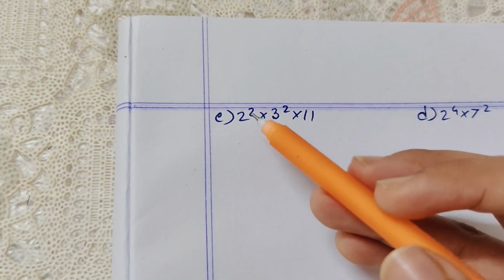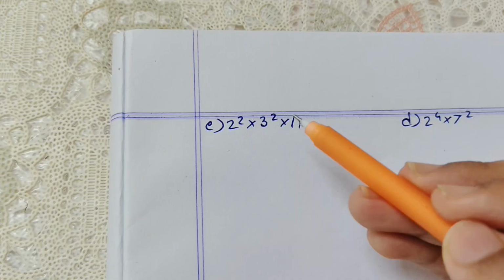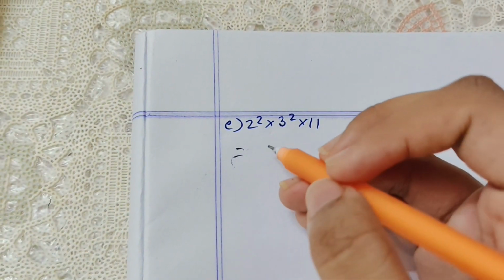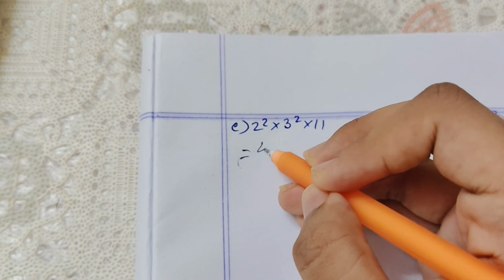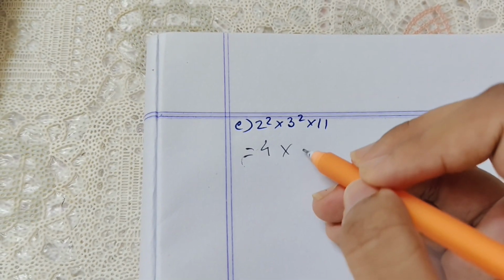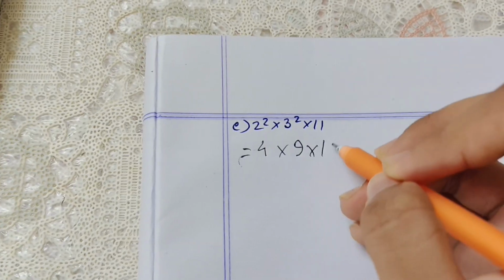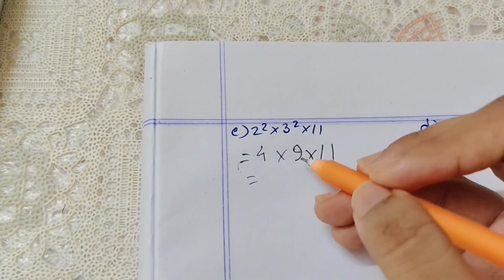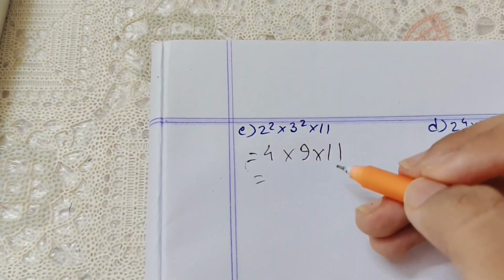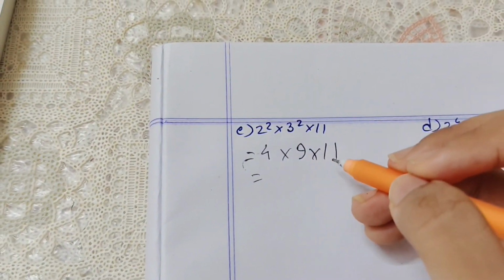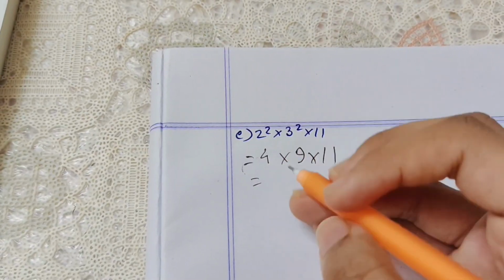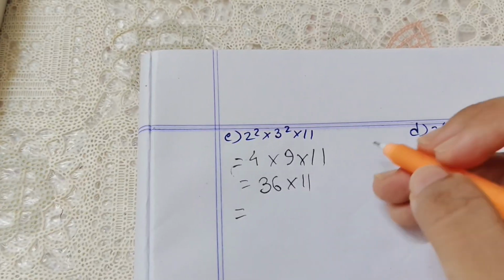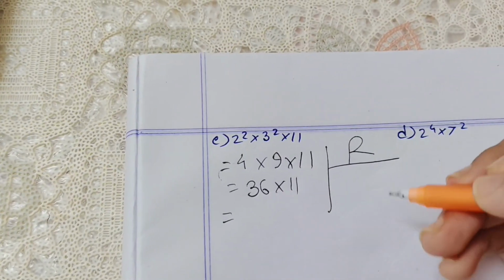Now to number E. 2 square multiplied by 3 square multiplied by 11. 2 square is equal to 4, and 3 square is equal to 9. If we multiply 4 and 9 together, or you could multiply maybe 4 and 11 together, or 9 by 11 together, but I'm going to multiply these two together to get 36 multiplied by 11. And now let's do the rough.